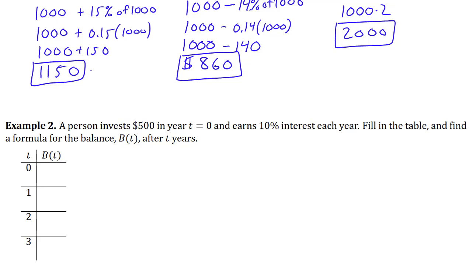So a person invests $500 in year t equals 0 and then earns 10% interest each year. Let's fill in the table and then find a formula for the balance b of t after t years. So filling in the table first, at year 0, that's when their balance is what they invested, which is $500. And then after that, they're earning 10% interest. So that means this should be increasing by 10% in year 1.